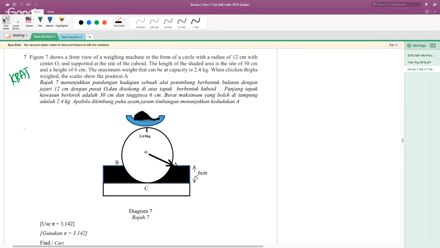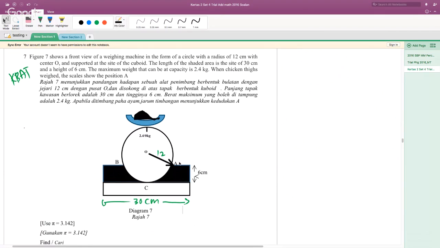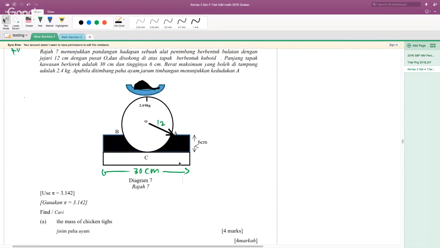Okay, figure 7 shows the front view of a weight machine in the form of a circle with a radius of 12 centimeters with center O. So I know the radius here is 12, and it is supported at the side by a cuboid. You see a cuboid here. The length of the shaded region is 30 centimeters, so I know here is 30 cm, and the height is 6 centimeters. The maximum weight the scale can hold is 2.4 kg. When the chicken thigh is weighed, the scale shows position A, exactly here. The question asks you to find the mass of the chicken thigh.